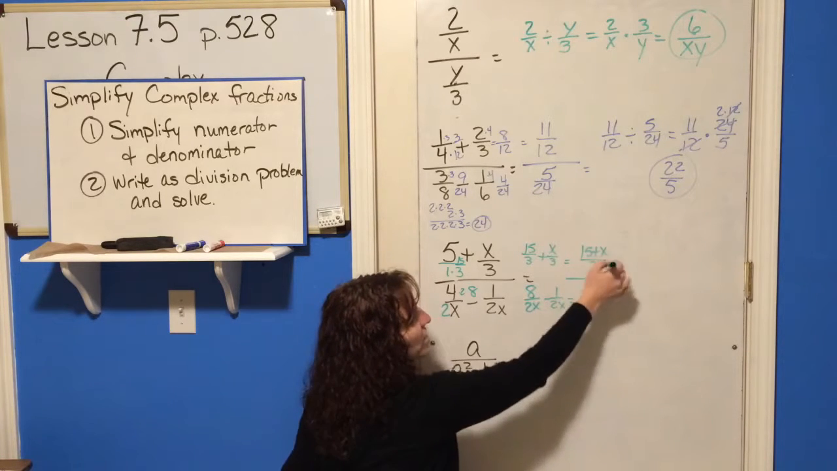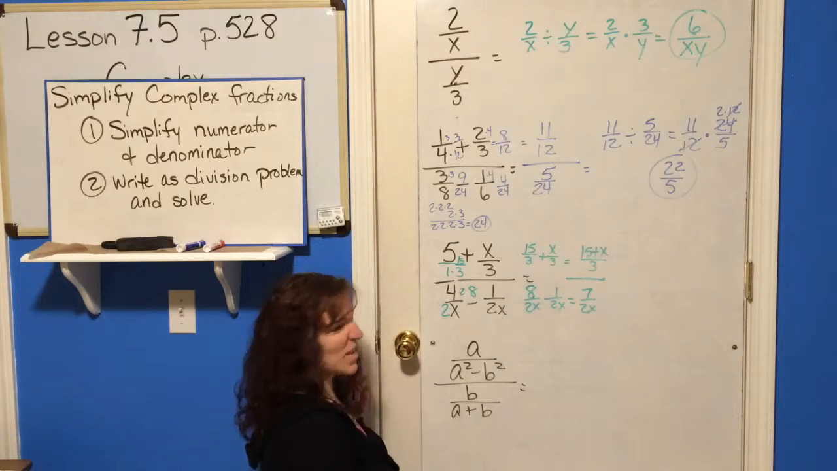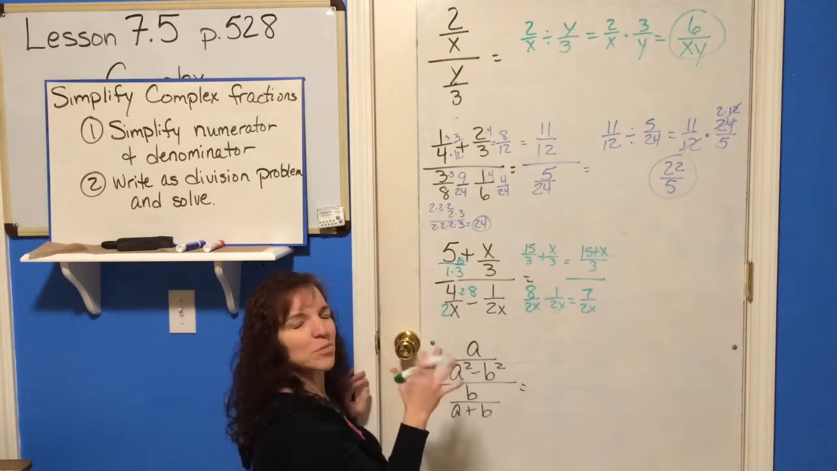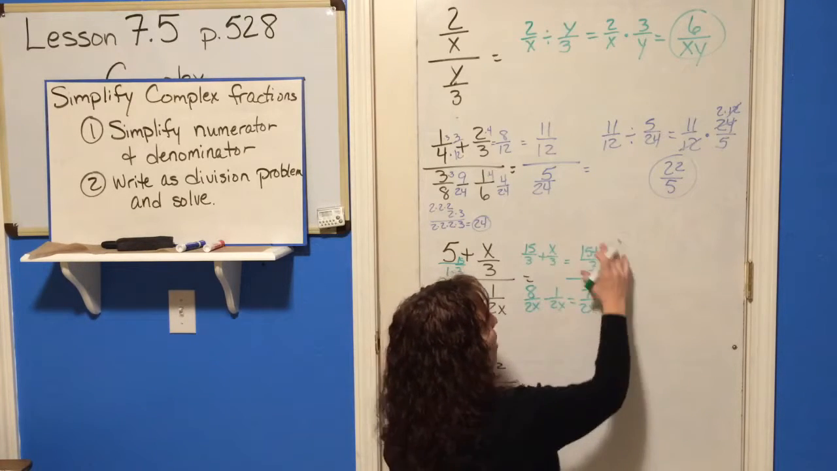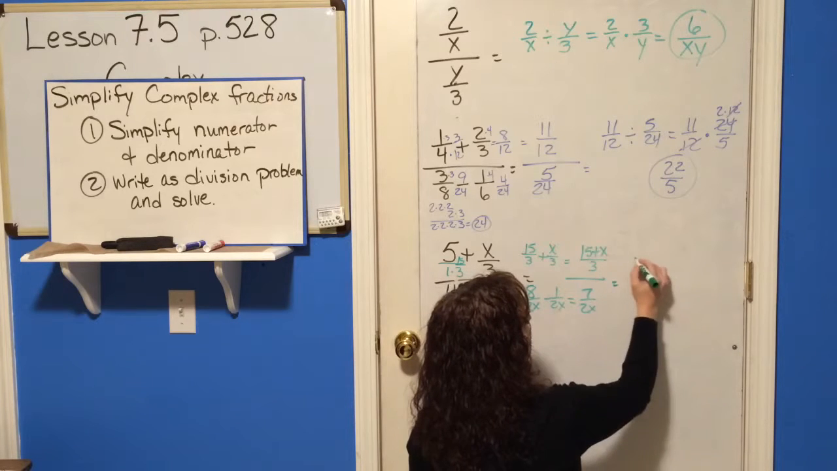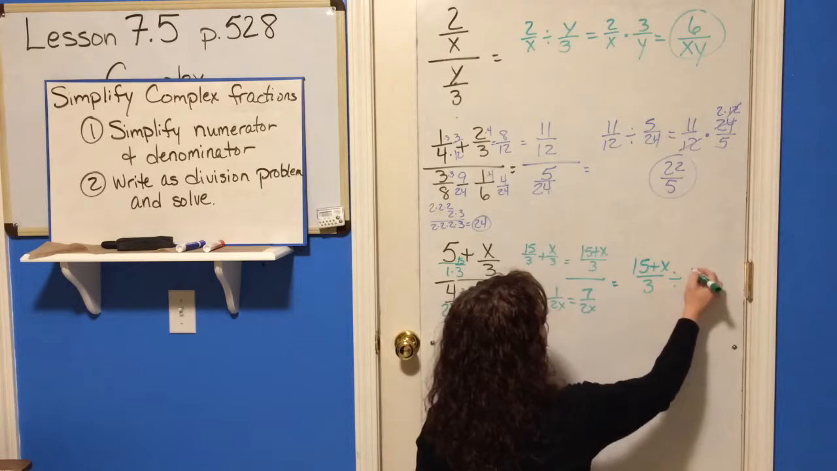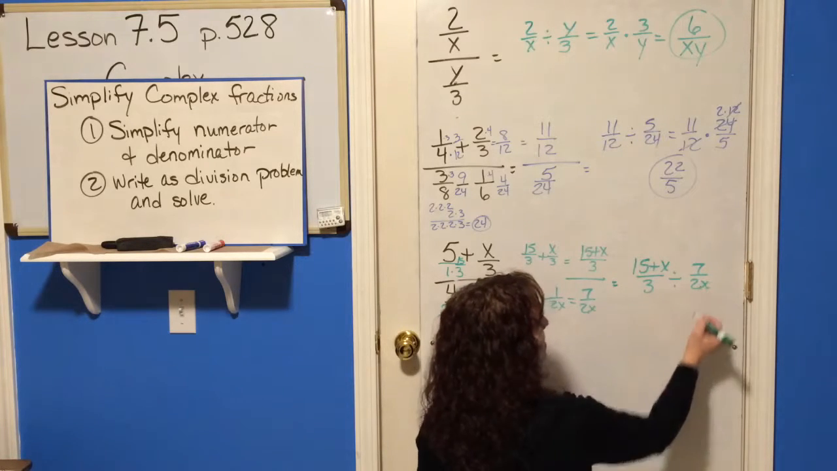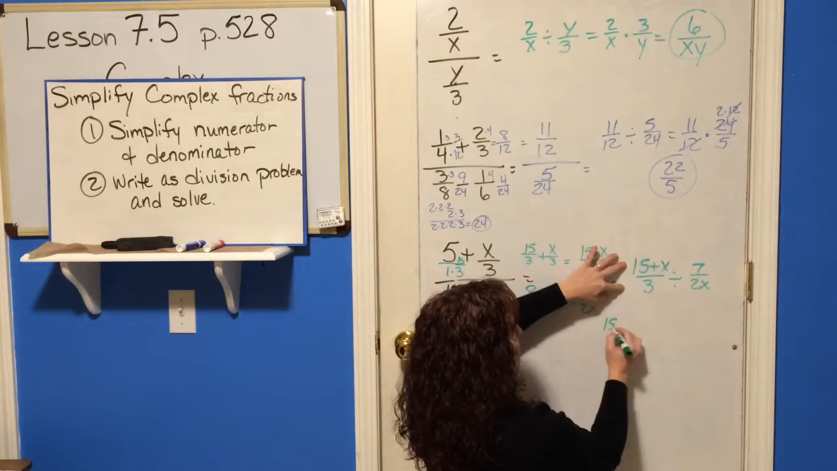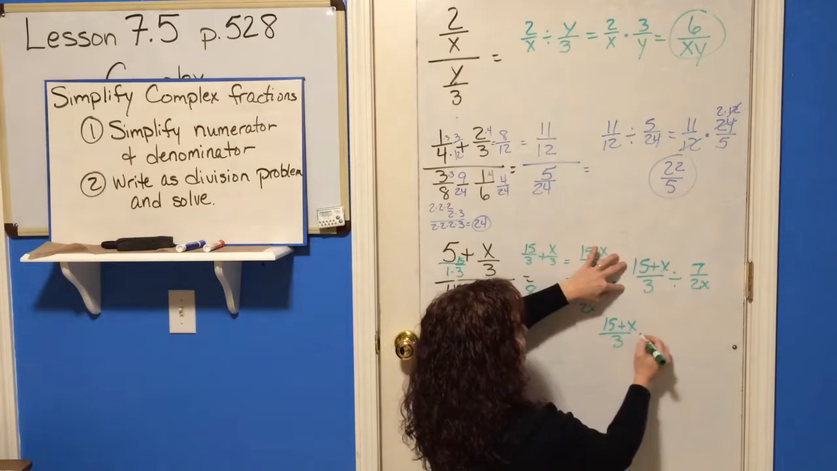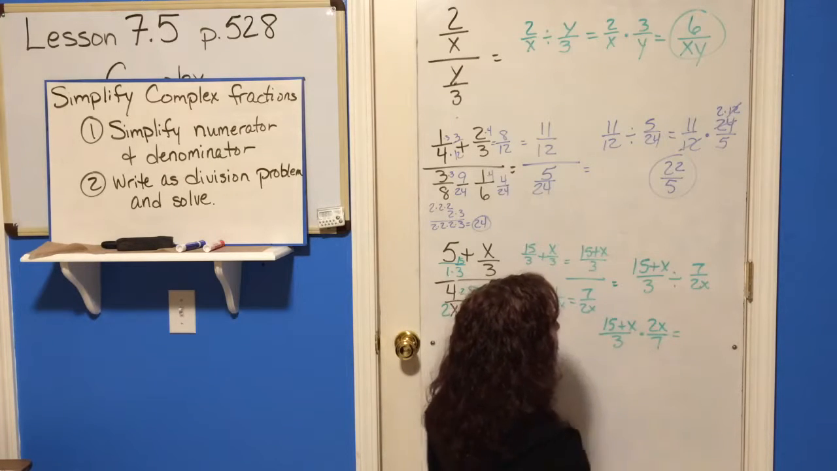So now we've got this fraction over this fraction, right? That was just easy. Oh yeah, I forgot. It's 2 problems. It's okay. It's 2 problems that you do kind of at the same time. So now it's this divided by this. So 15 plus x over 3 divided by 7 over 2x. So now we're going to flip and multiply. So 15 plus x over 3 times, flip it, 2x over 7.